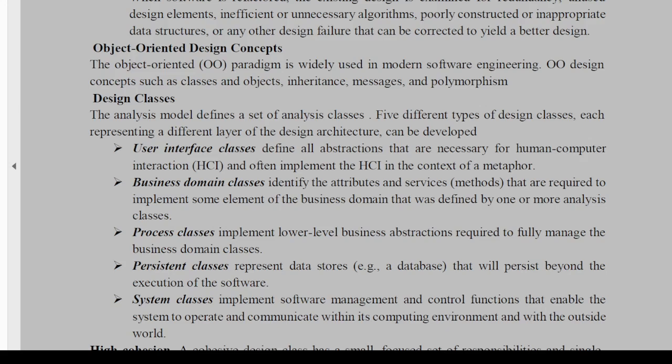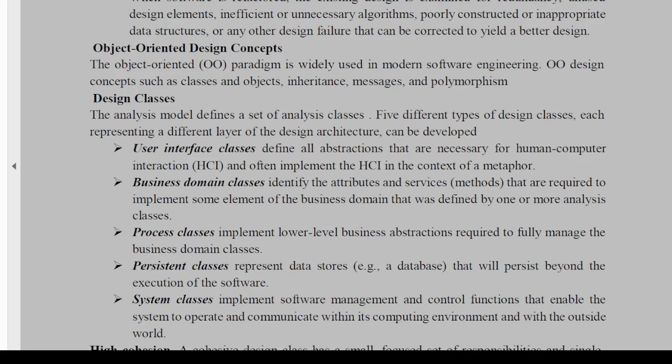User interface class defines all abstractions that are necessary for human-computer interaction and often implements the HCI in the context of metaphor. And business domain class identifies the attributes and services that are required to implement some element of the business domain that was defined by one or more analysis classes. And process class implements lower level business abstractions required to fully manage the business domain class. And persistent class represents a data store, for example, a database that will persist beyond the execution of the software.